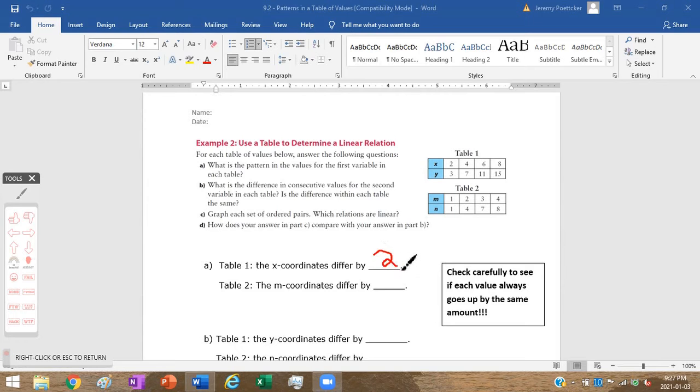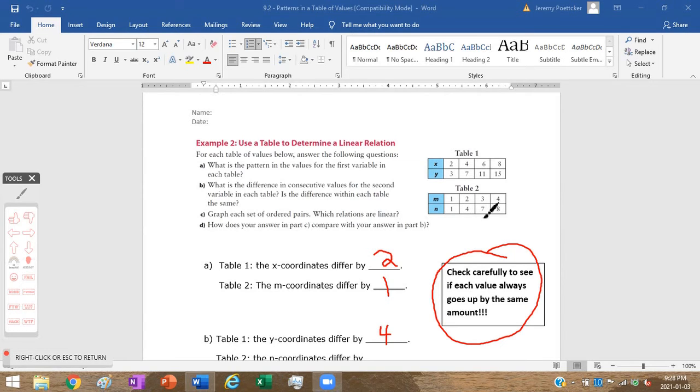So let's take a look here. We can use a table actually to determine a linear relation. So if we look here, table 1, the x coordinates. Again, this is the first one. X coordinates differ by 2. The m coordinates in table 2, first line again, differ by 1. Table 1, the y coordinates, now we've got to look and say, okay, they're going up by 3 plus, okay, 4 plus 4 plus 4.